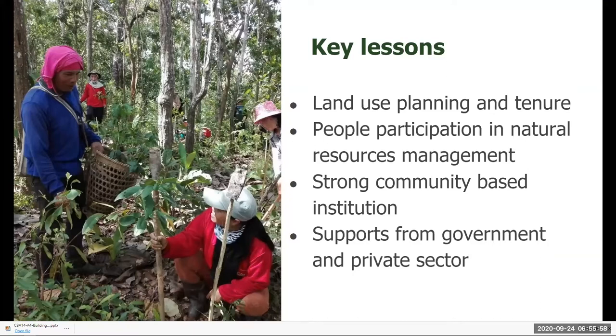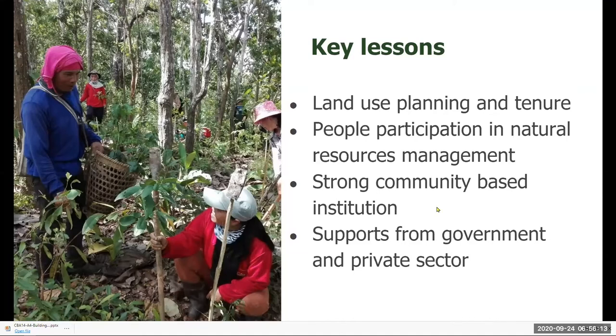From the experience that we have in the past few years, we learned that we have to have a clear land use planning and we have to have a clear tenure arrangement. Otherwise, it would be difficult for us to see what we can do and what we cannot do, and then it will create a lot of conflict within the area.